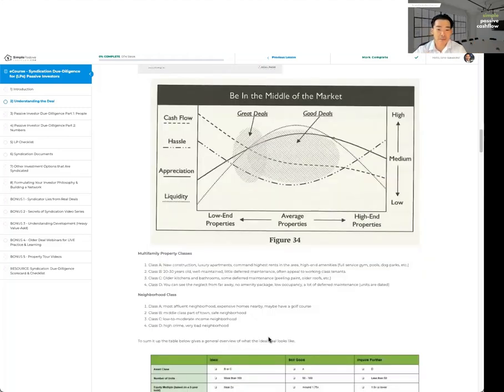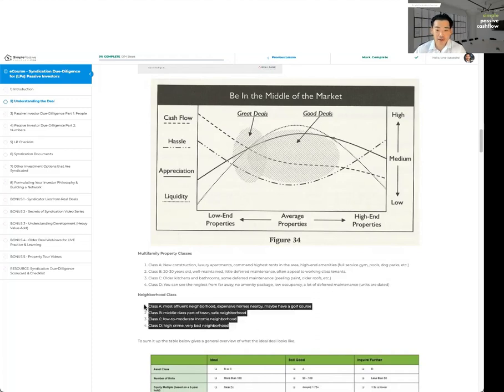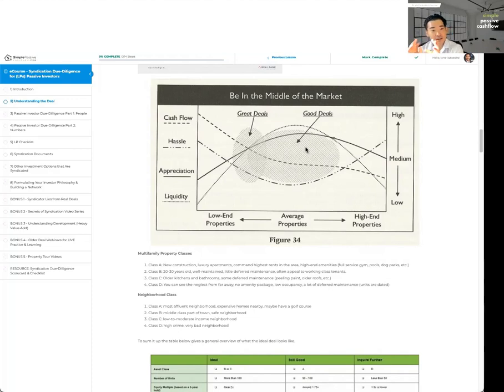As far as a recap on property classes and neighborhood classes, which is down here, this is a great figure to understand. Basically, what it's saying is that there's a nice little sweet spot right under the high-end properties and above the low-end properties. Like I said, low-end properties, you have a lot of headaches. The numbers may look good, but make no mistake, it just doesn't come to fruition, right? Or there's a lot of headache.